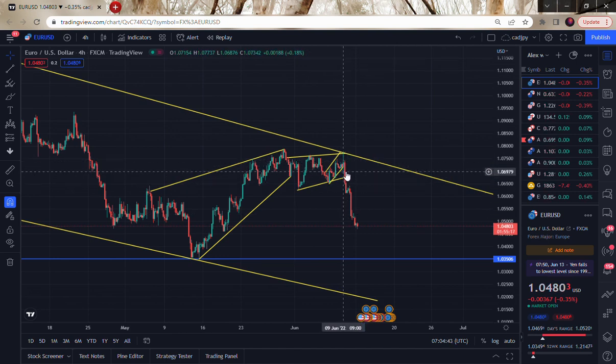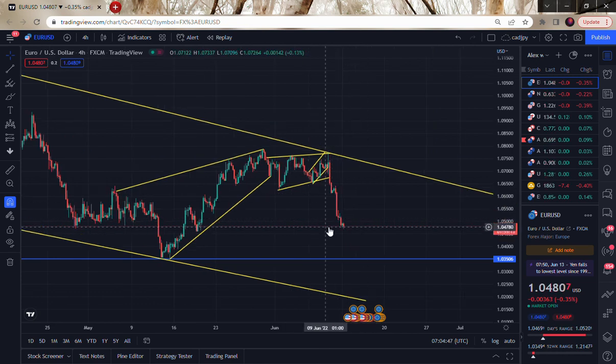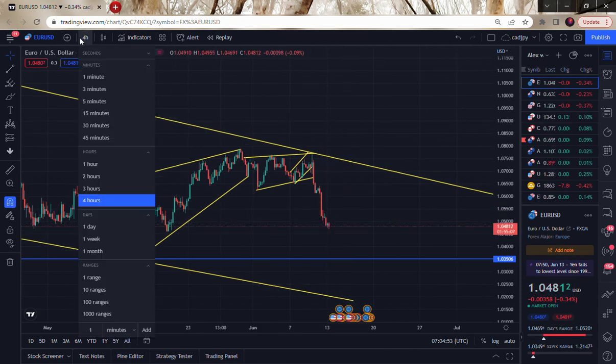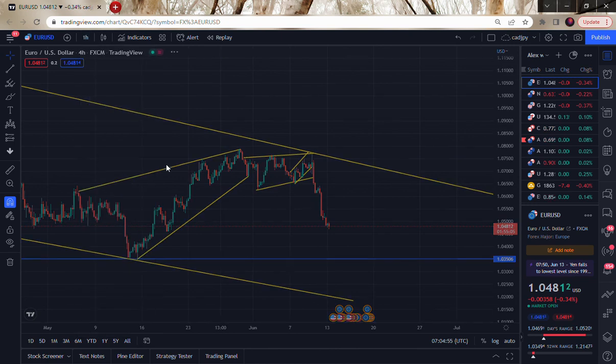Then after that we had the impulse, the correction, the impulse, the correction, the impulse, and then obviously from here we said we were anticipating a correction and then a continuation, which is what happened. So now I'm just going to quickly go to the 1 hour.